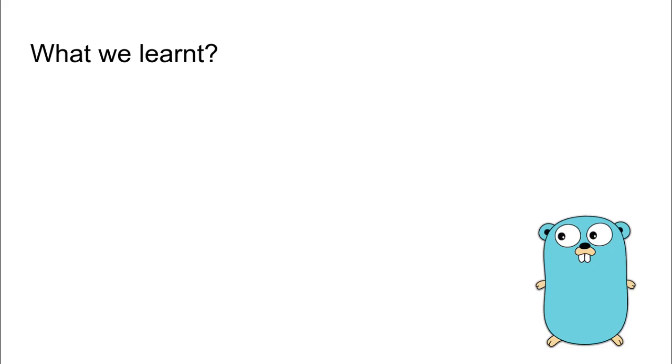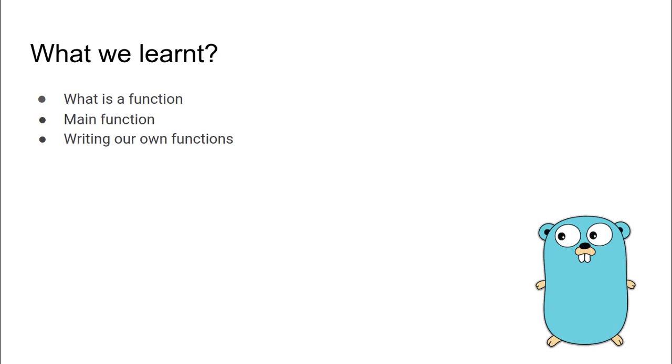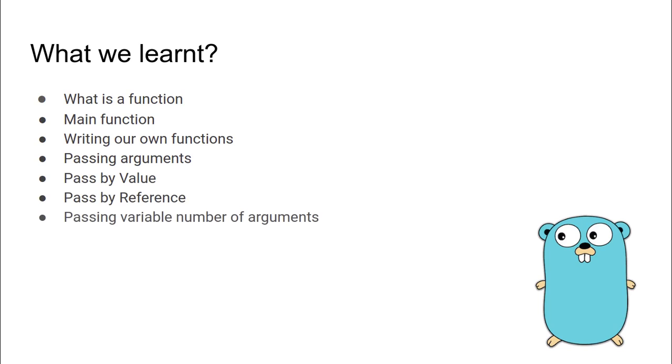So that is going to be it for this video, guys. Let us quickly review what are the things that we learned in this short video. So we learned what is a function, and we learned about the main function in Go. We learned how do we write our own functions. We learned how do we pass arguments to functions. We learned what is passed by a value and what is passed by a reference. We learned how do we pass a variable number of arguments to functions. We learned how do we return values from a function and how do we return multiple values from within a function in Go. In our future videos, we will learn about anonymous functions as well as methods in Go.